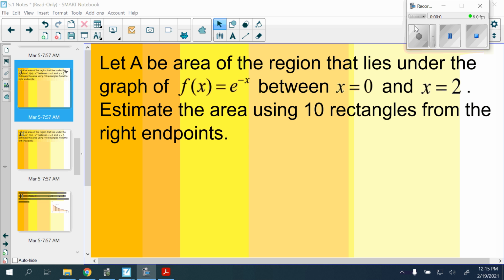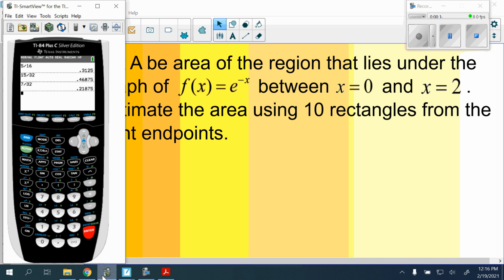All right, next we're going to look at finding the area under the graph of f of x equals e to the negative x between 0 and 2 using 10 rectangles from the right endpoint. So let's see what this graph looks like first.